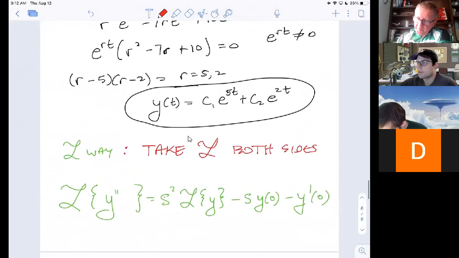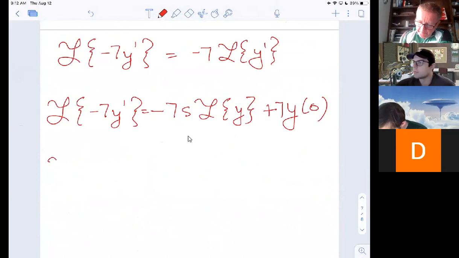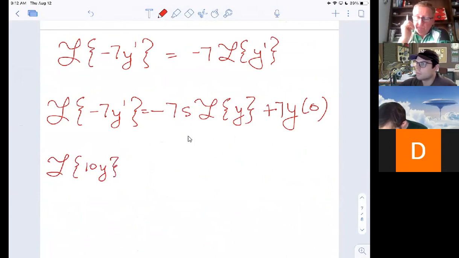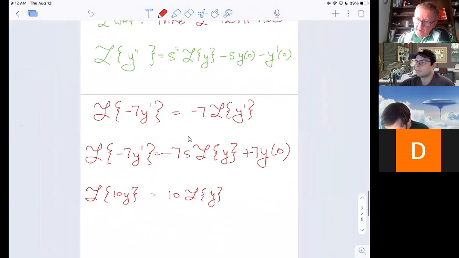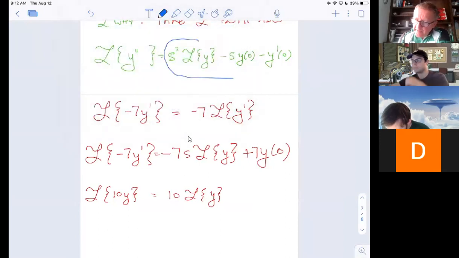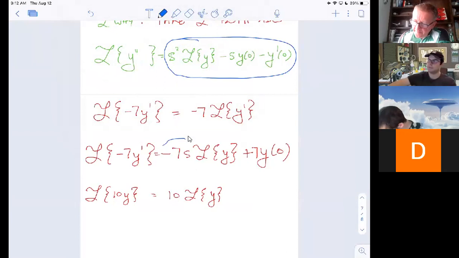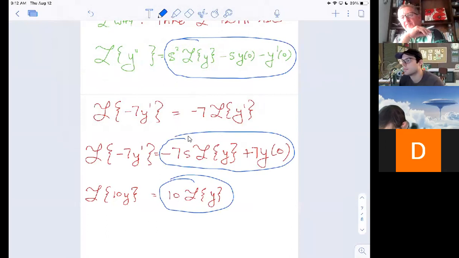And then finally, what's the Laplace transform of just 10y? Well, it's just 10 times the Laplace transform of y. But I want you to notice what this accomplished. I'm going to add all these together now, right? Add this together with this and this. What do you notice about what you have left behind?